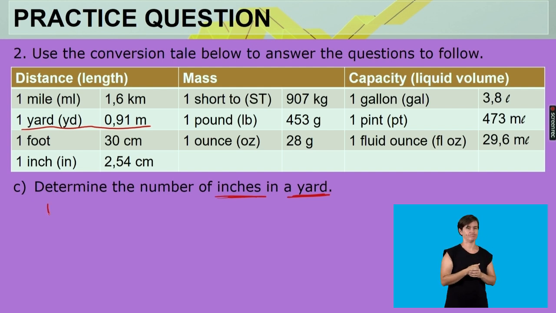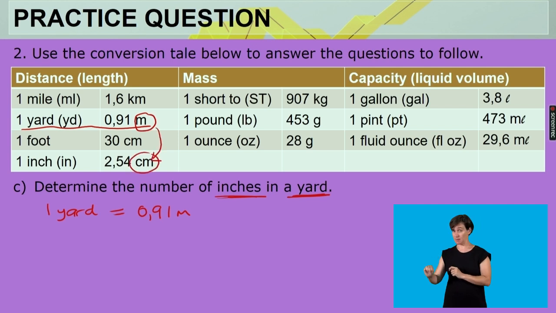So I'll indicate that 1 yard equals 0.91 meters. So what will I do now? Follow my logic here. I will go from meters to centimeters, and then, can you see there's a conversion between centimeters and inches? And I want to know the number of inches. Can you see? So that's what I'll do.